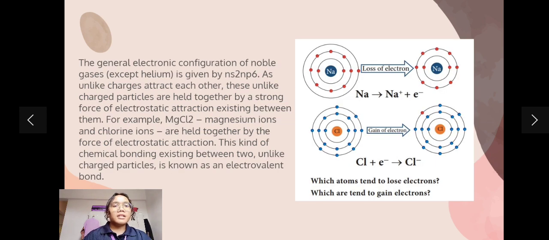The general electronic configuration of noble gases, except helium, is given by ns2np6. As unlike charges attract each other, these unlike charged particles are held together by a strong force of electrostatic attraction existing between them. For example, in magnesium chloride, magnesium ions and chloride ions are held together by the force of electrostatic attraction. This kind of chemical bonding existing between two unlike charged particles is known as electrovalent bond.